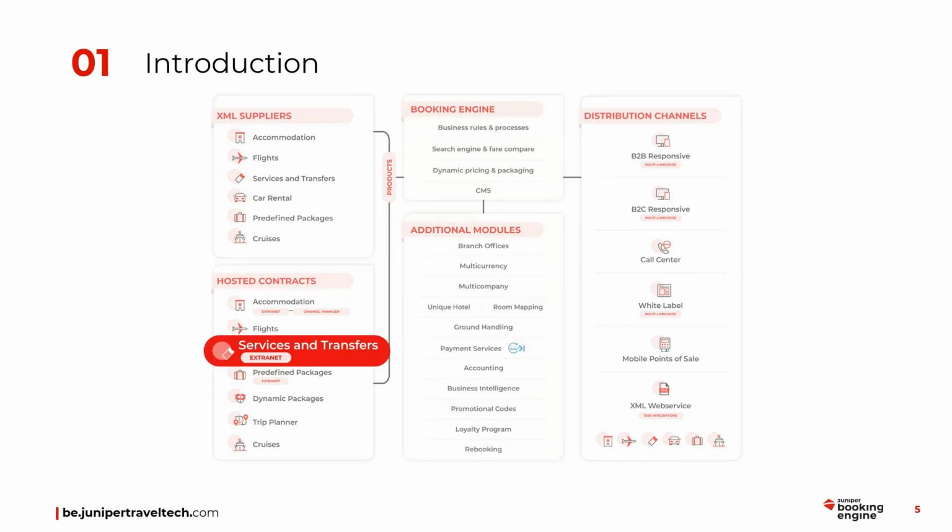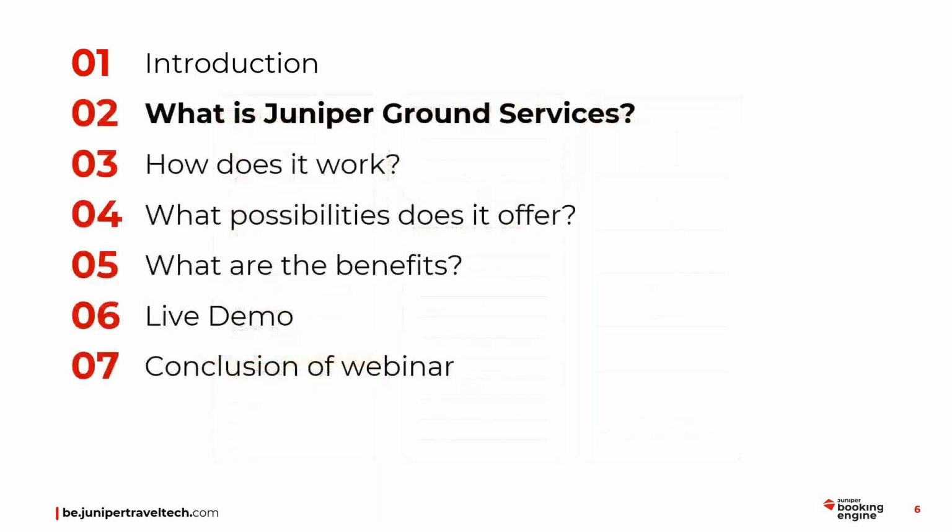In the case of Juniper Ground Services, we can see from its location in the diagram that it is a module within the directly hosted contracts of Juniper Booking Engine. Let's see what the Juniper Ground Services module is.